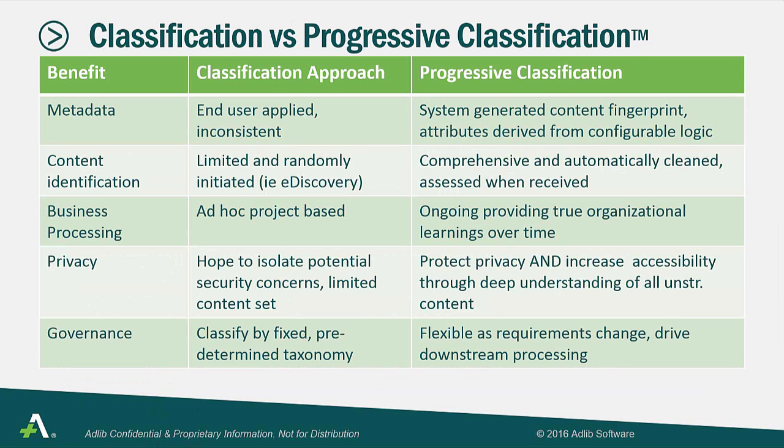And then overall, from a governance perspective, traditionally it's been classifying by a fixed taxonomy, again, tied to manual data entry. What we're talking about is a different approach, a progressive approach, which is more flexible. So as requirements change, you can affect not only what's coming through new, but you can go back to existing information and start to update it as well, so that it reflects those new changes.